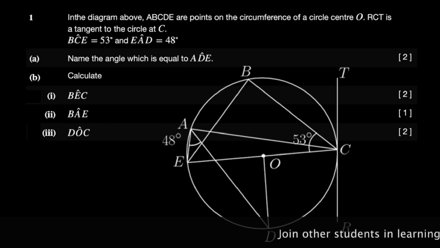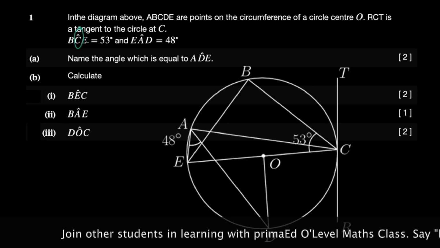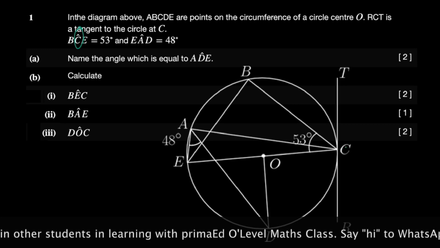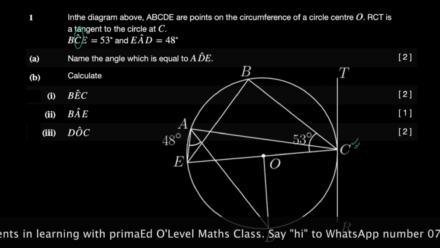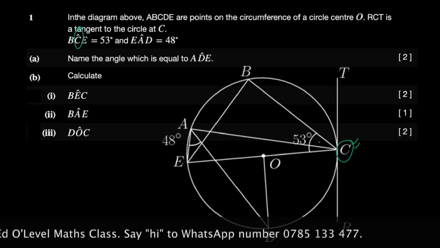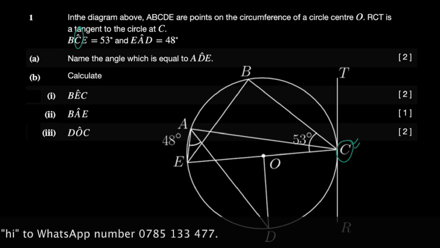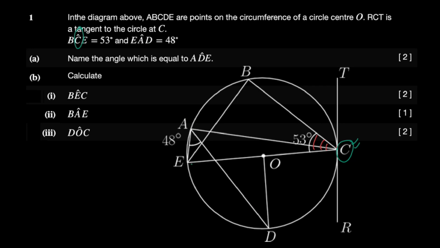And then we are told that BCE simply means the angle formed at C, coming from B going to E. So you can just go to C right here, and coming from B, it'd be B to C, then to E. So it's this angle right here, given that it's 53.